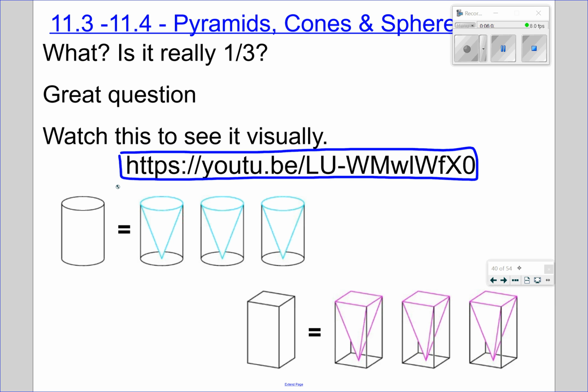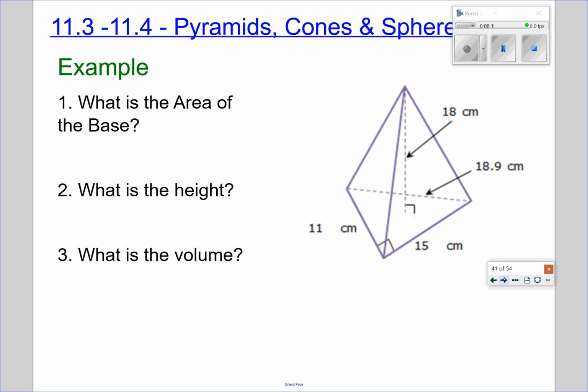Here's kind of a little drawing to illustrate, but basically your cone is 1/3 of a cylinder, and your pyramid is 1/3 of a prism. So that's where the 1/3 comes from, or you just take the total volume and divide it by 3. Okay, so let's practice a couple.